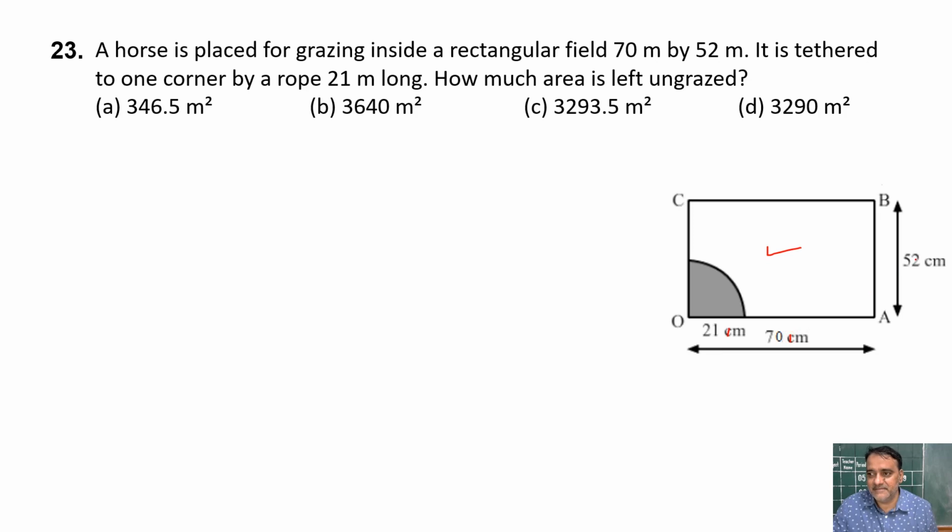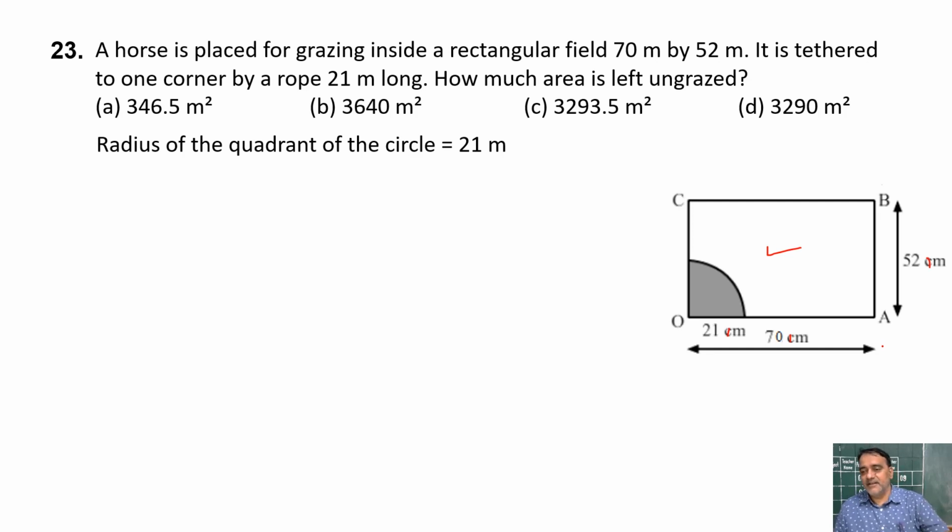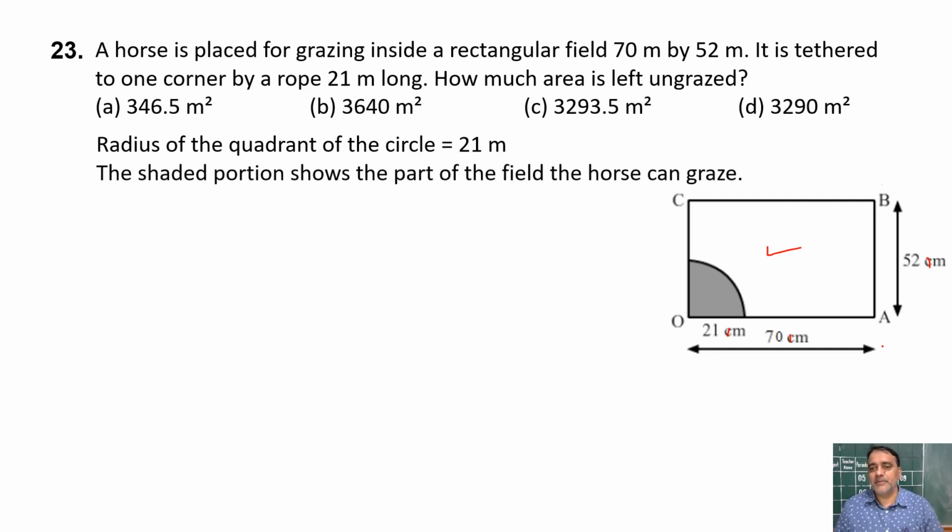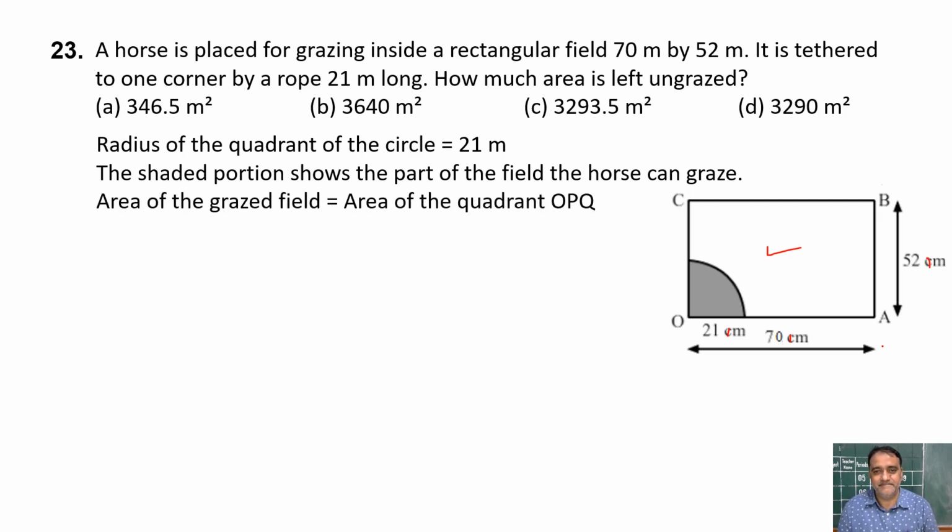All is meter. Okay, fine. So 21 meter is the radius of the quadrant, and the shaded portion shows the part of the field the horse can graze. So area of ungrazed part is equal to area of rectangle minus area of quadrant. Right? So first we will find the area of the grazed field, that is the area of the quadrant, 1/4 pi r square. So 1/4 into 22/7 into 21 into 21.